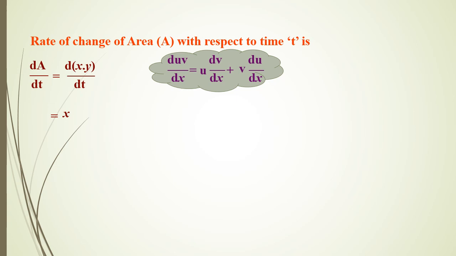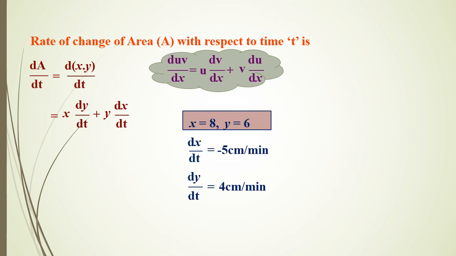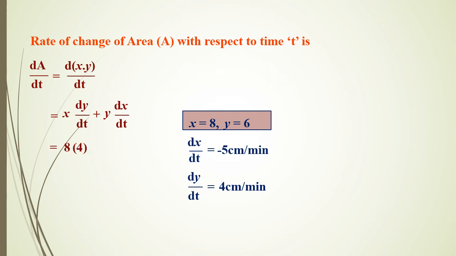This is the product rule. So x is the first term, y is the second term. So take x out, write the derivative of the second term, plus take the second term out, write the derivative of x, the first term. All values you know very well. You substitute x, y, dy by dt and dx by dt with their values, and simplify.